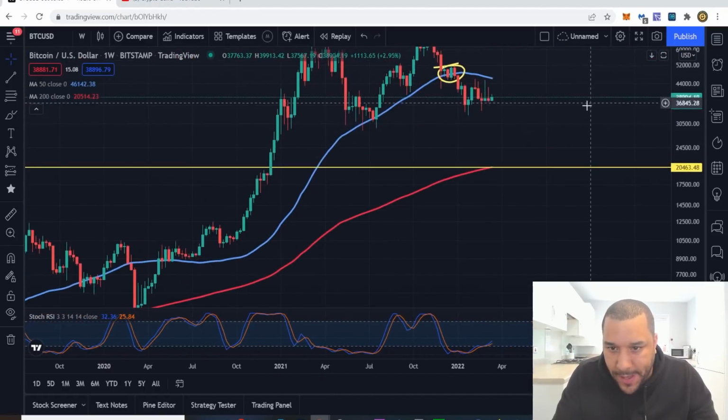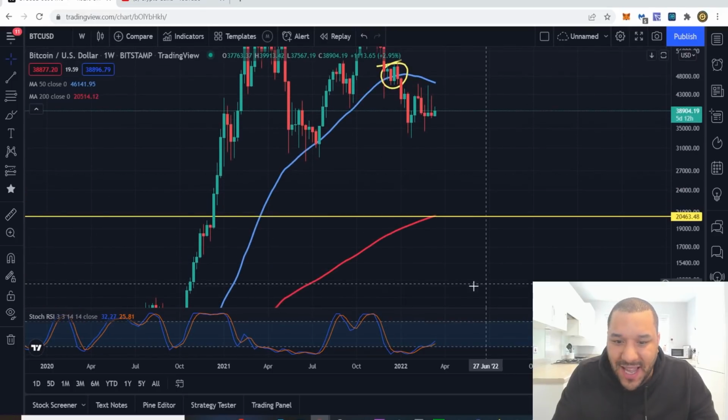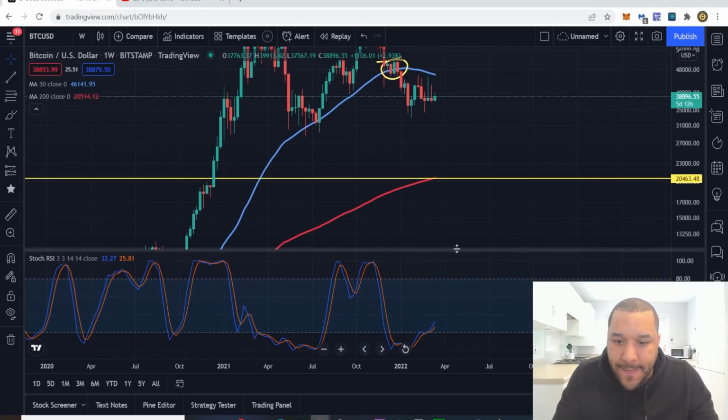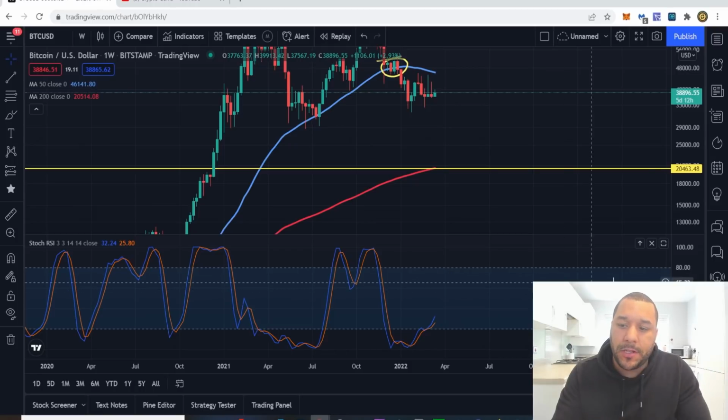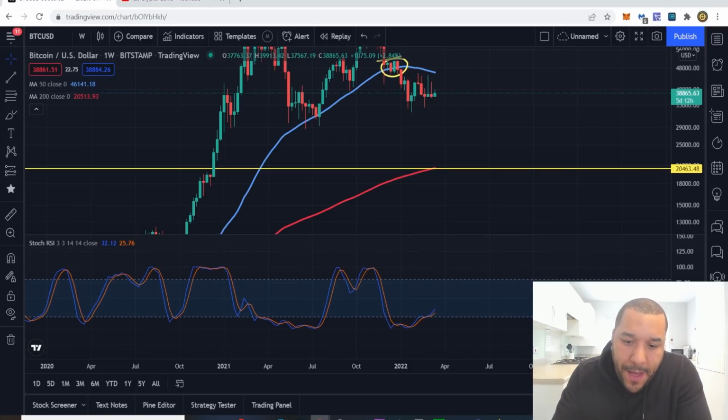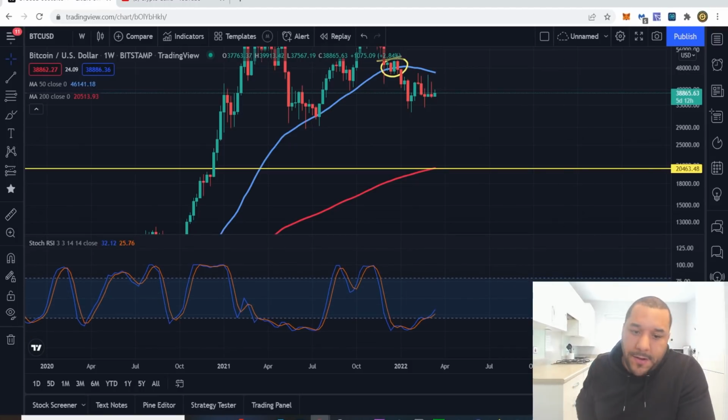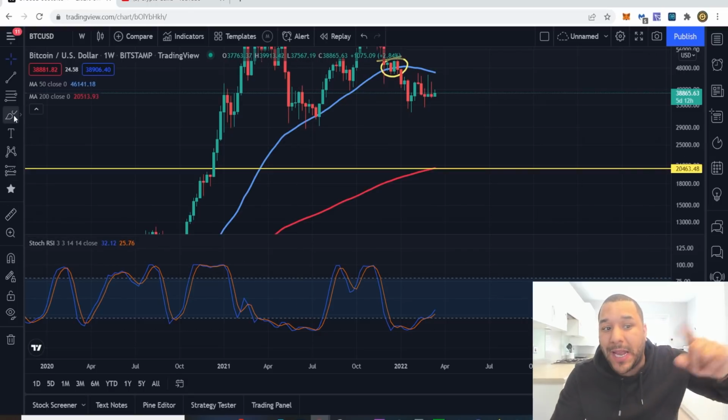Because at the bottom here, I have my stochastic weekly RSI, and as you can see, the momentum looks to be shifting upwards. So I believe that we will see some buy power for Bitcoin, and this is very powerful. Please don't underestimate the stochastic RSI on the weekly time frame.